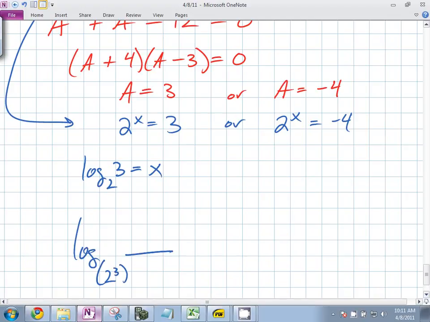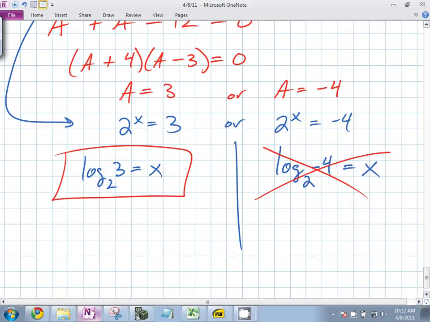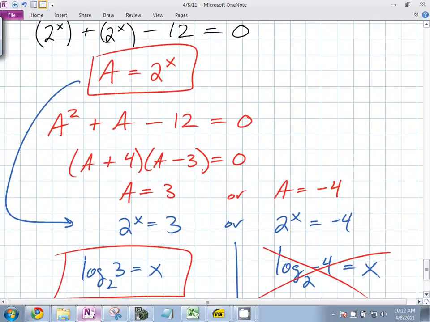Totally different. Now what about this one over here? What's this turn into? Log base 2 of -4 equals x. What's the problem with that? That's 2 to a power equals -4. Is that possible? So what's the only answer? Log base 2 of 3. This is the only way that I know of how to solve that by hand nicely.